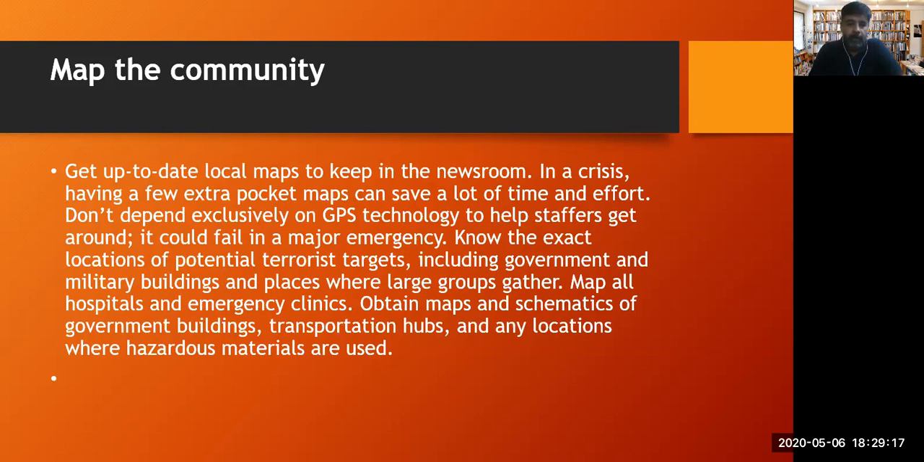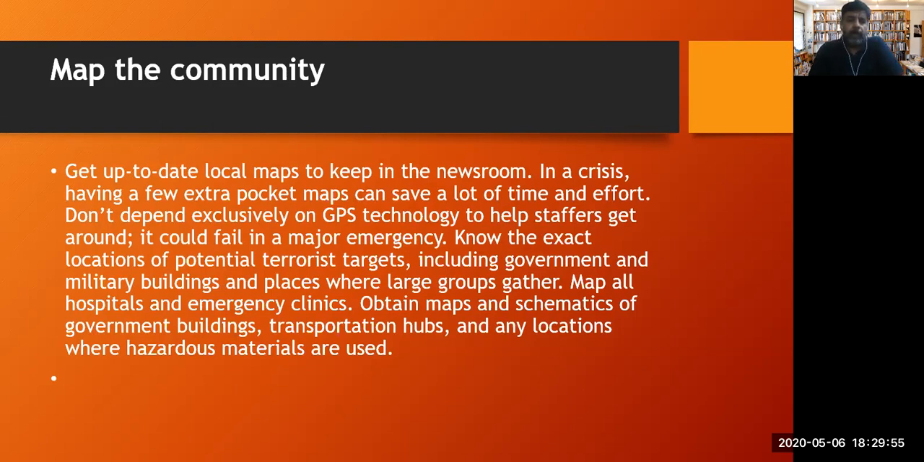Mapping the community will help you understand where you are covering and how you are going to cover. So you know the exact locations of potential terrorist targets or areas badly affected by the earthquake or flooding. Include government and military buildings and places where large groups gather. Map all hospitals and emergency clinics and put your reporters and cameramen there. Obtain maps and plans of where these buildings are located, transportation hubs, etc. So you know exactly about the community.